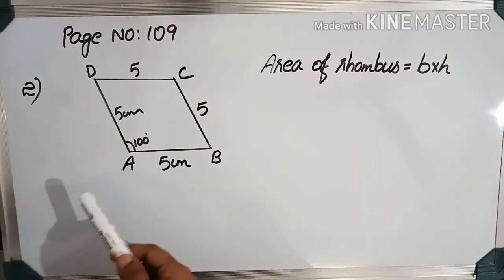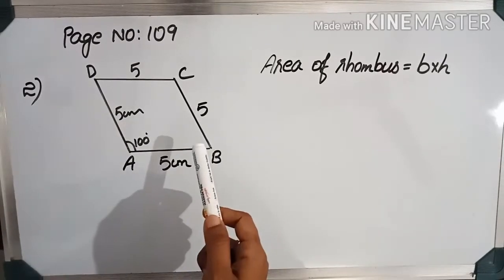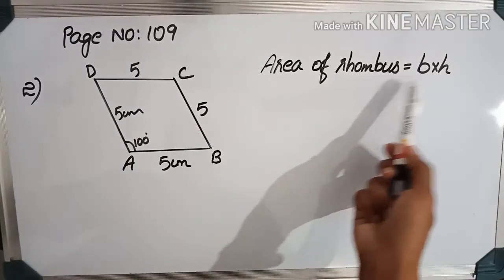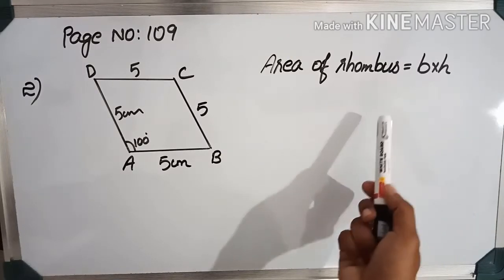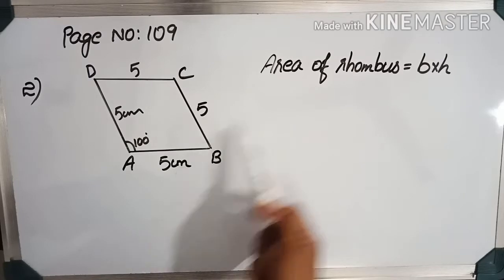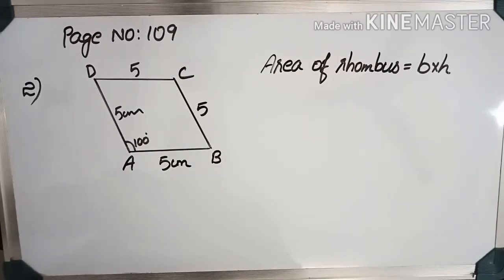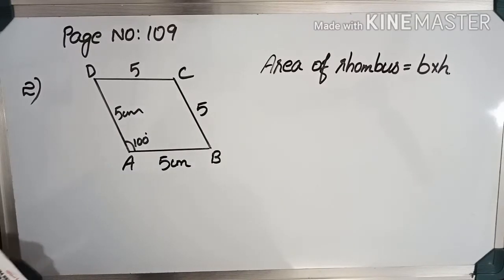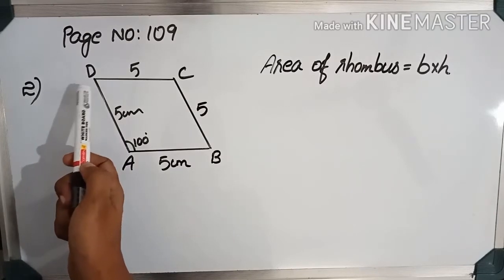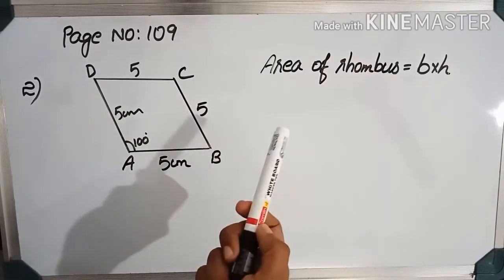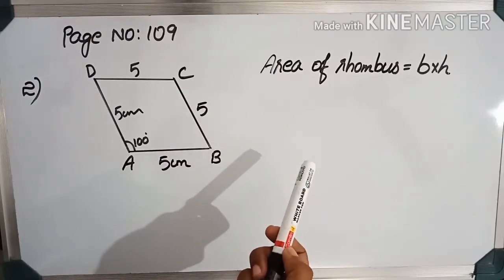And we have to find the area of this rhombus. And what is the equation for the area of a rhombus? It is base into height. BH is the equation. Base we have, that is 5 centimeter, and height also we have to find. So in order to get the height, what do we need to do? We need to draw a perpendicular line from the upper vertex D to the base. Because in order to find this, anyway we have to apply trigonometric values.